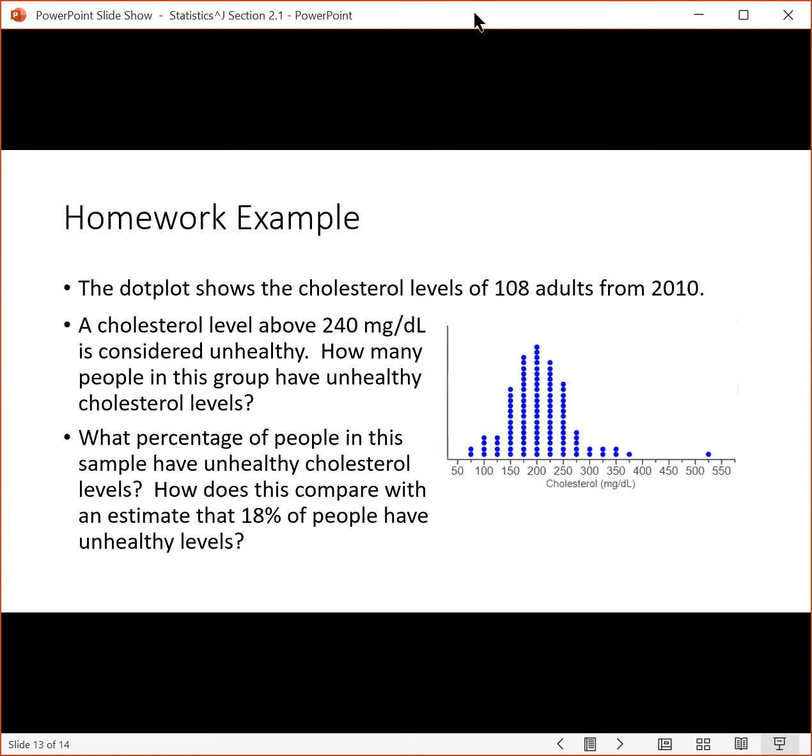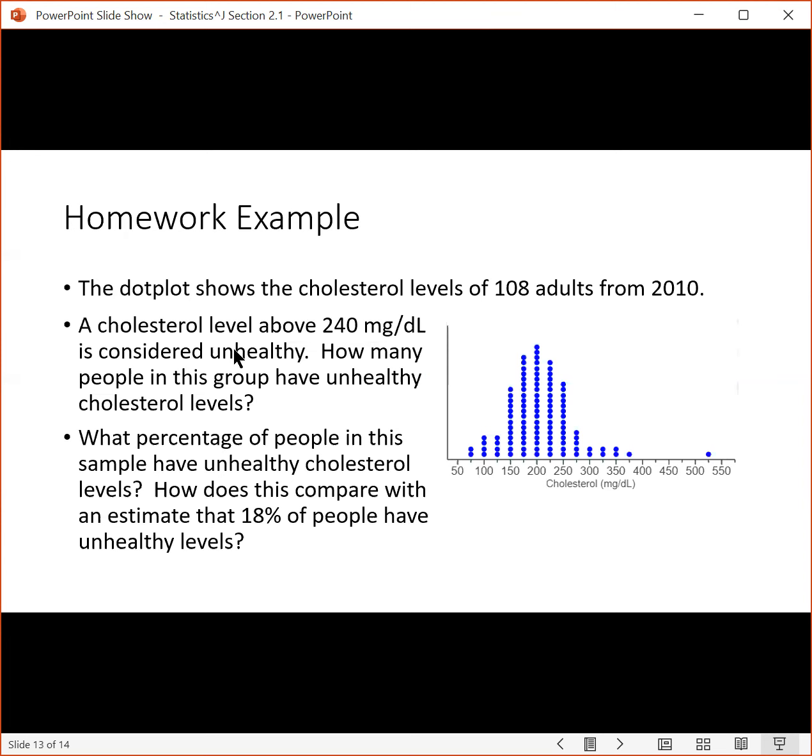Let's look at an example from the homework. Here we have a dot plot that shows the cholesterol levels of 108 adults from 2010. We're told a cholesterol level above 240 milligrams per something, I don't know what that stands for, is considered unhealthy. How many people in this group have unhealthy cholesterol levels? And once we're done with that, what percentage of the people in the sample have unhealthy cholesterol levels? And how does this compare with an estimate from 2010 that 18% of people have unhealthy levels?